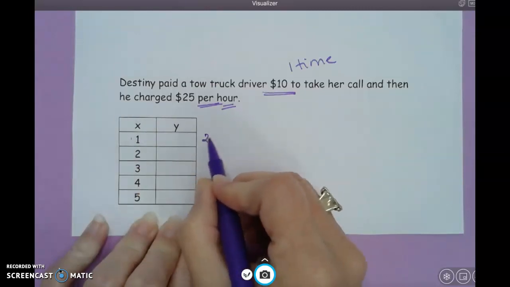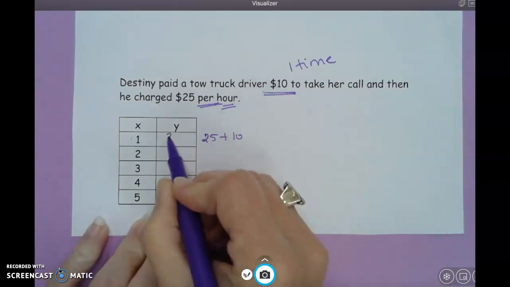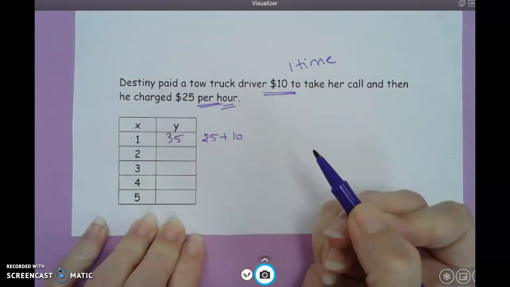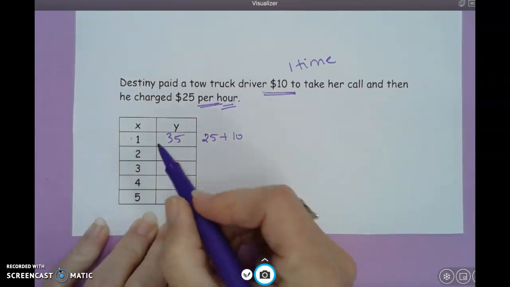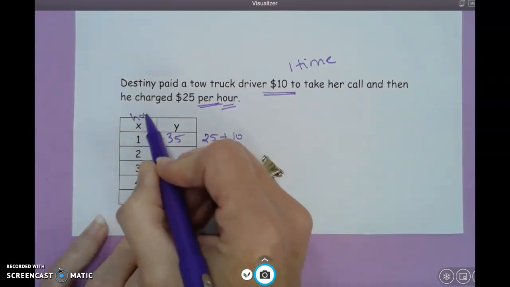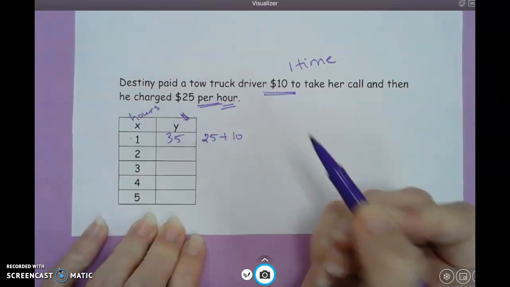So we got to pay the 25 plus the 10 to take the call. So this is going to be 35. Now this one, we got 2 hours. So if we wanted to write there, here we could change this to hours, and this is talking about how much money we pay, the X and the Y.